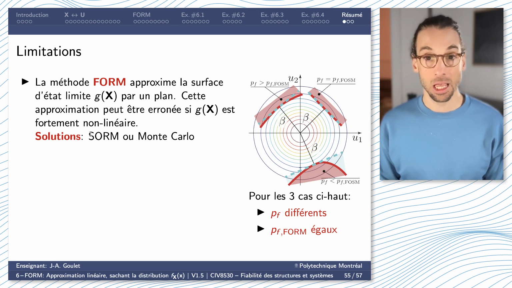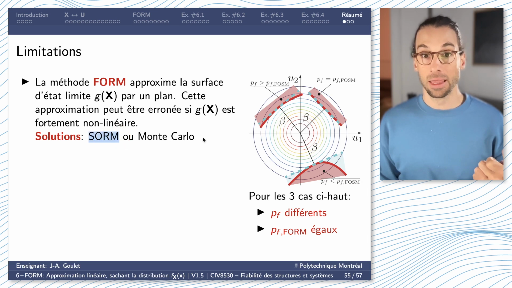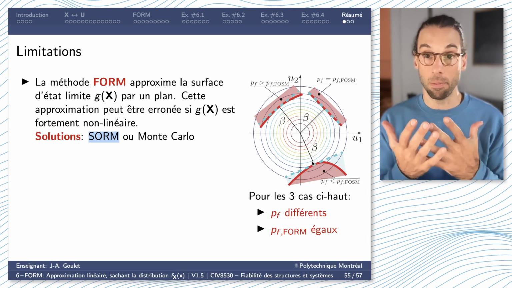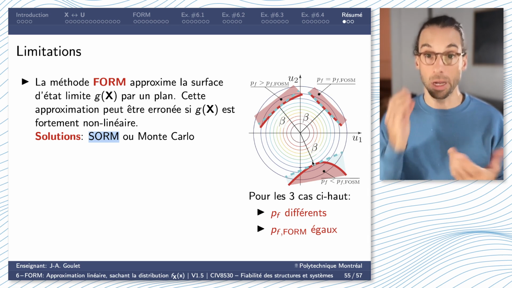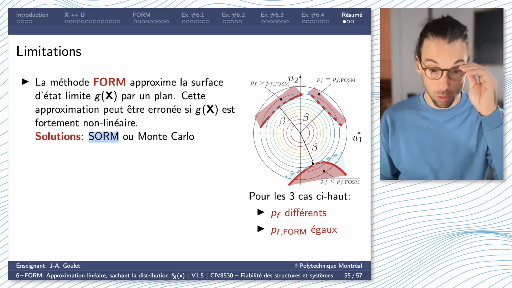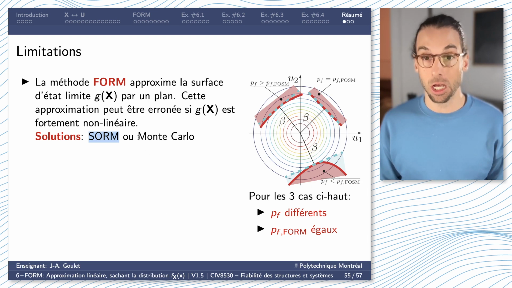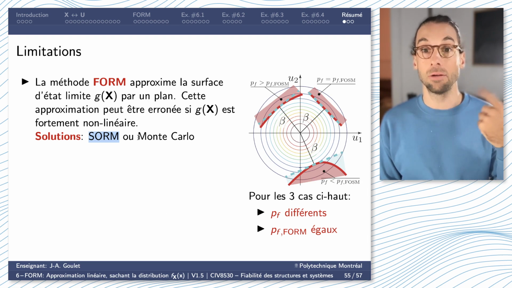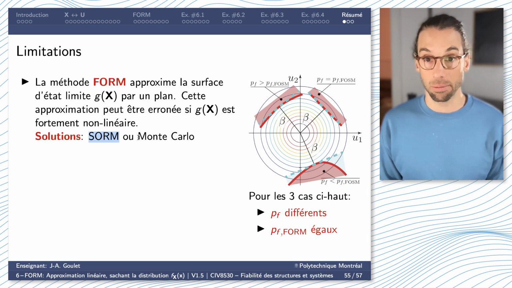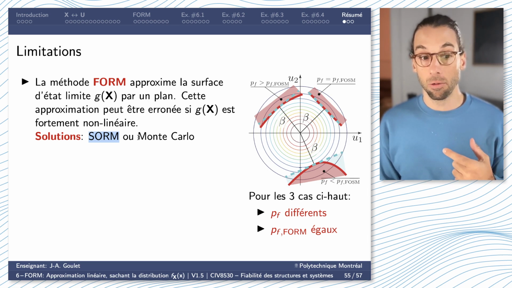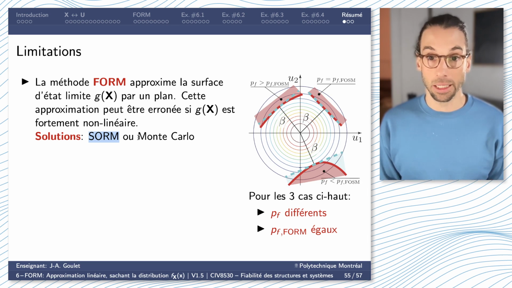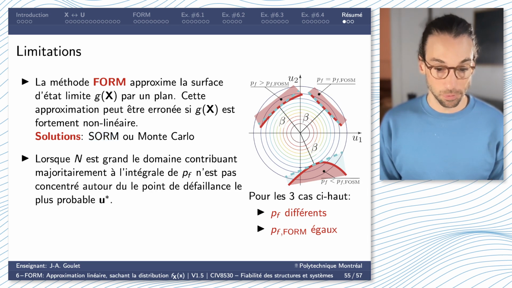In that case, I can use either SORM, which we're going to see later on. A second order reliability method is going to consider that limit state function as being not a plane but a parabola, so I'm going to reduce my approximation error. Or I can use Monte Carlo integration we saw previously in module 4. And we're going to see also importance sampling later on, I think in module 12.